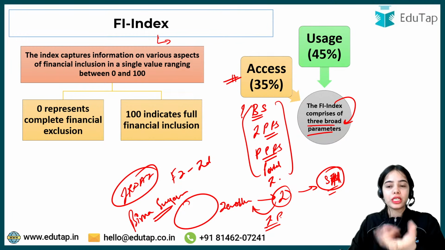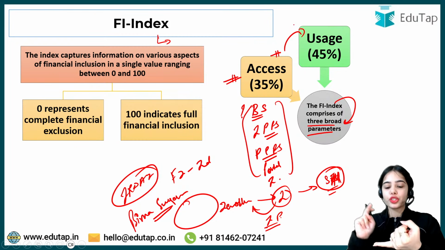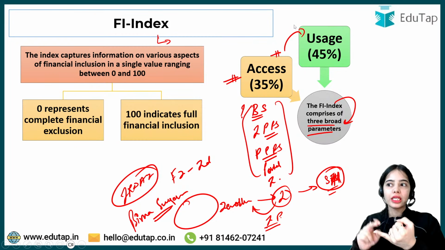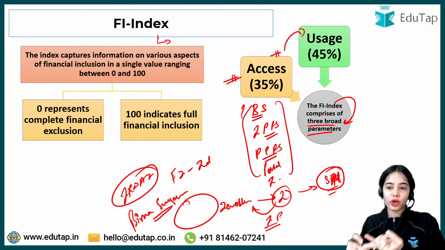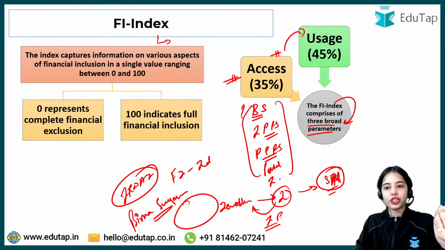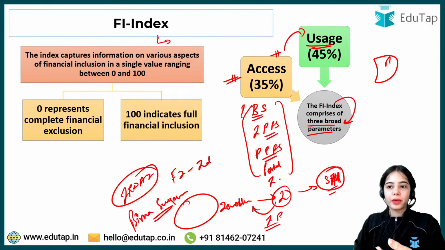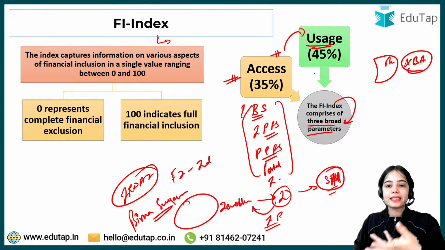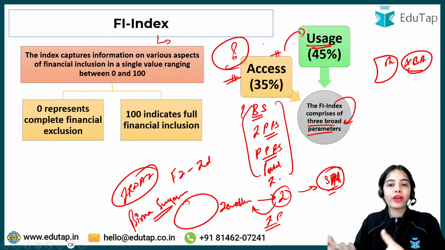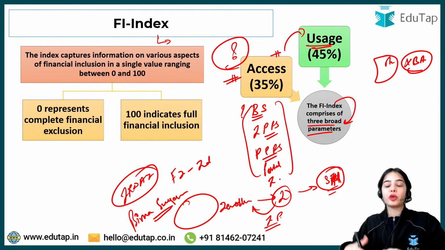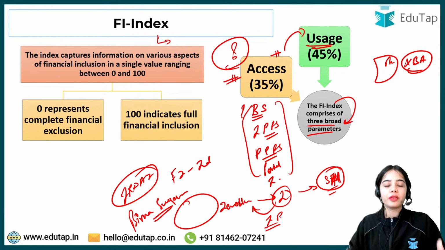Then usage. If you have the access, are you using the products and services? Do you have health insurance? Do you have motor insurance? Do you have the insurance that you require? Do you have a bank account? Are you using the pension services and products? Are you using the postal services? Even if I have a bank near my house, if I'm not opening a bank account, is there any benefit of having the access if I'm not using it, if I'm not aware about using it? Then the benefit is not as much.